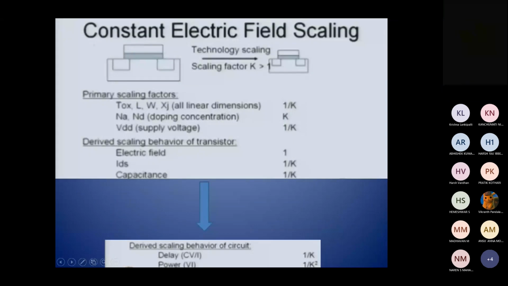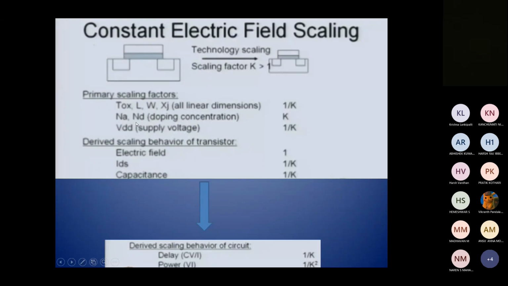Similarly, power. Power is nothing but the product of voltage and current, so power is reduced by 1 by k square. When you do any miniaturization of any MOS device or transistor, we want to scale it down. If we want to apply constant electric field scaling, these are some of the guidelines we have to follow. Let me recapitulate once again.